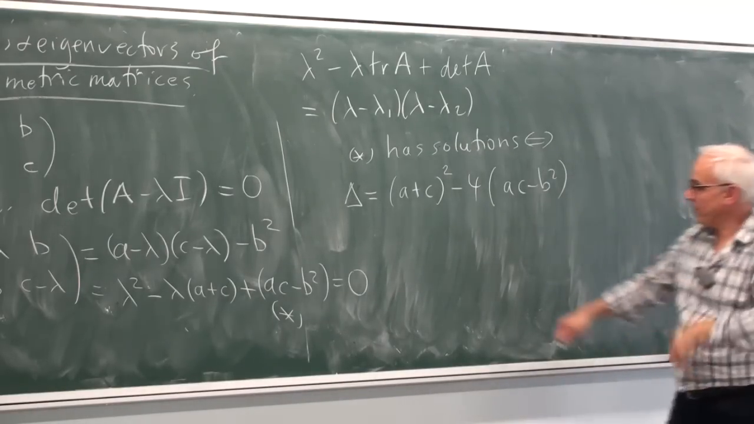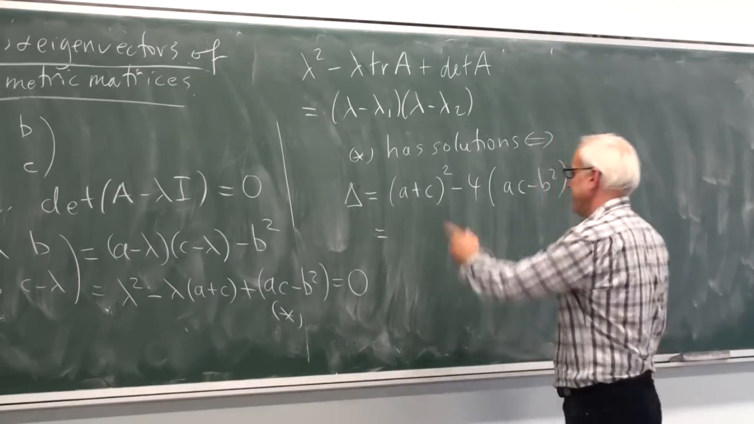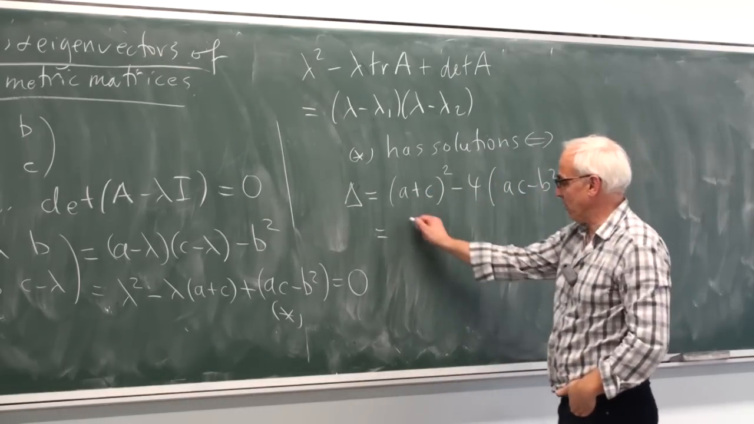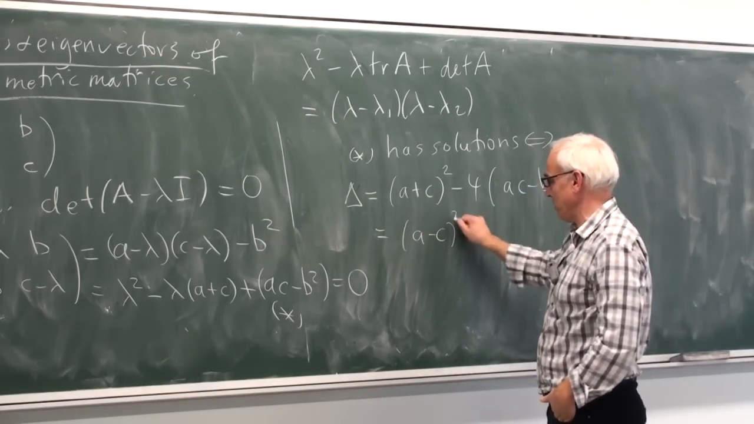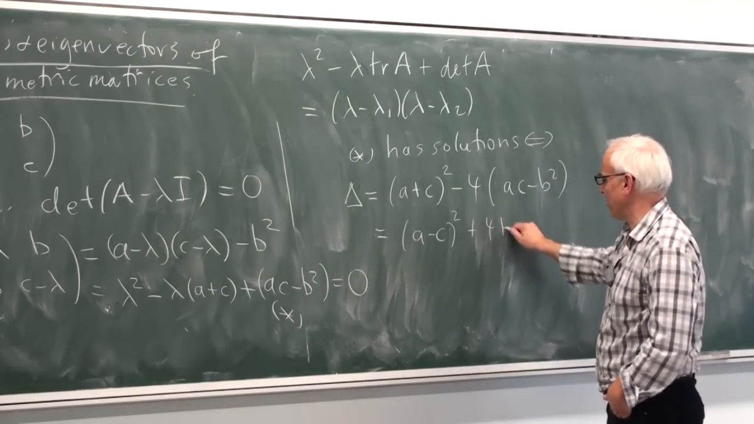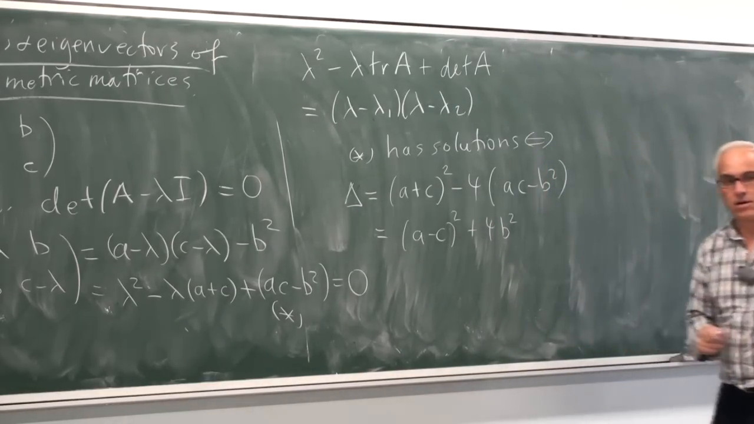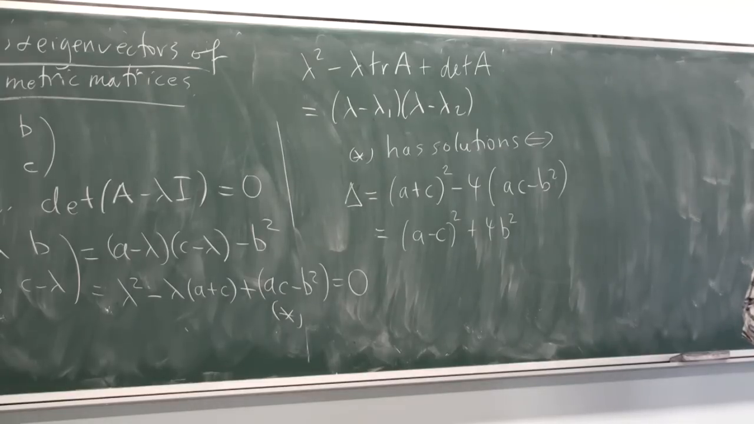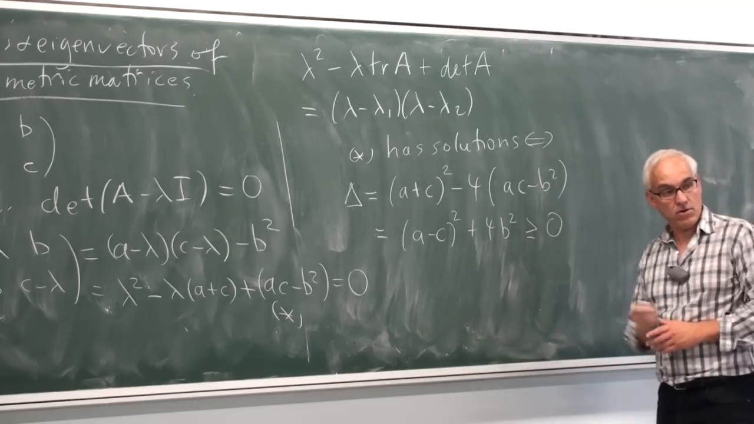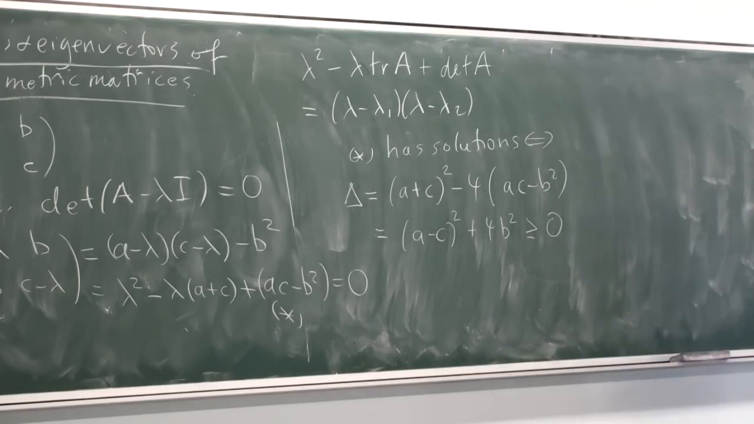And then if we stare at this, here's an a squared plus c squared plus 2ac, and here's a minus 4ac. So altogether that makes (a minus c) squared. And then we have plus 4b squared. So we get a sum of squares. It's a rather special situation. So in particular, this is always greater than or equal to 0.